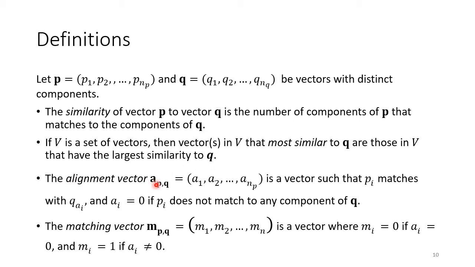The alignment vector A, P, Q is a vector such that pi matches with q ai, and ai equals 0 if pi doesn't match to any component of q. So basically ai is the index of element of q that matches to p. The matching vector mpq is a vector where mi equals 0 if ai equals 0 and mi equals 1 if ai is not equal to 0.